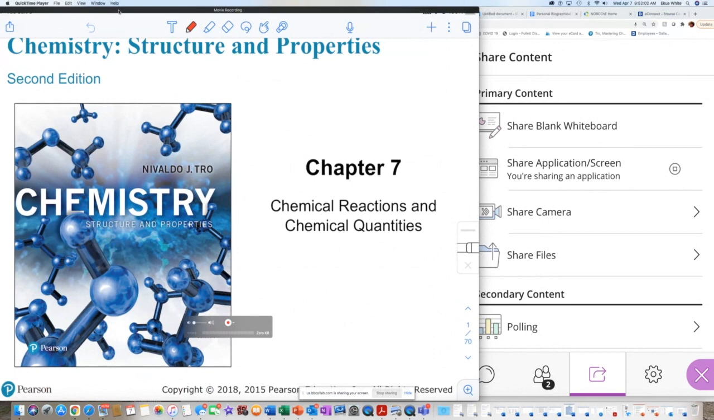So we went over Lewis's theory, valence bond theory, molecular orbital theory. And remember, in those three theories, we're talking about bonding. Especially with the last two, valence bond theory and molecular orbital theory, we're focusing on a bonding that involves sharing of electrons, so covalent bonds. Okay, now that we're done with that, we're going to move on to chapter 7.